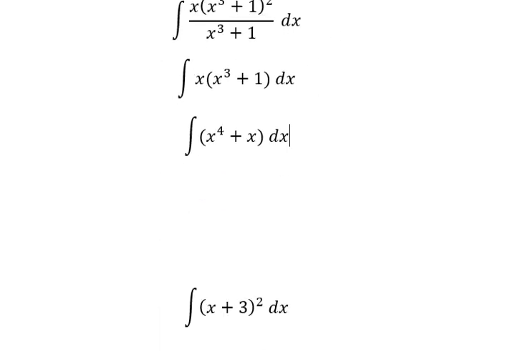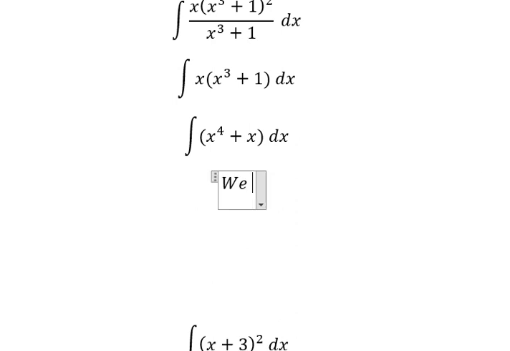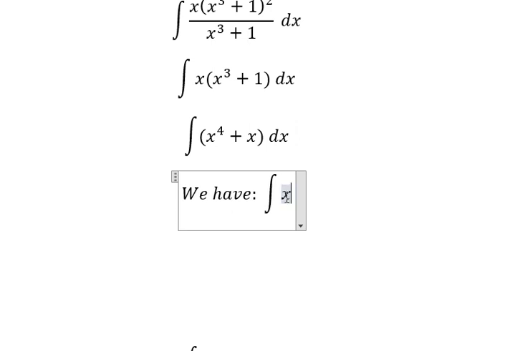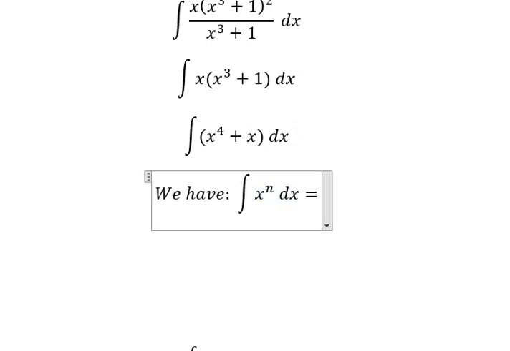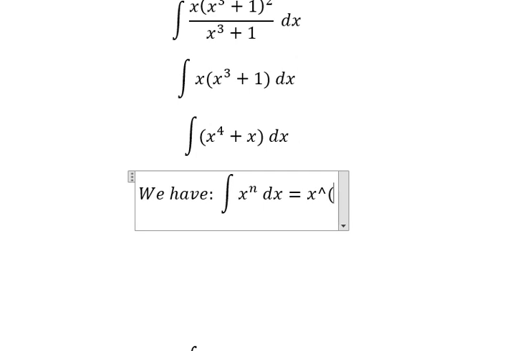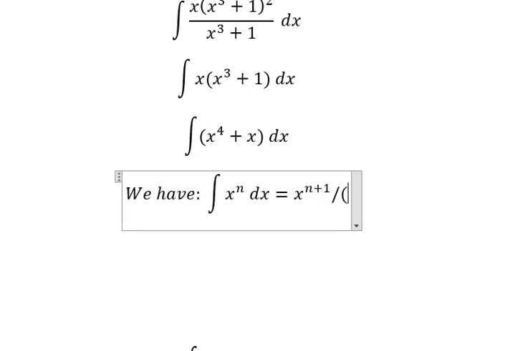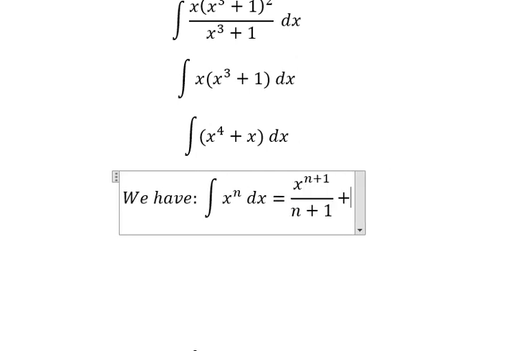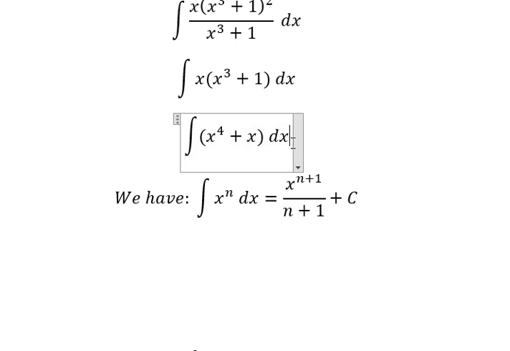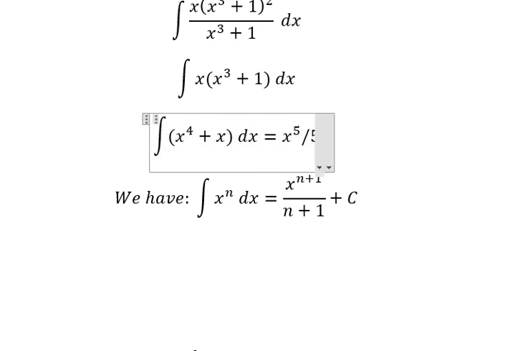Next, we have the formula. The integration of x to the power of n dx. We have x to the power of n plus 1 over n plus 1, and I will put plus c. So we have the final answer in here.